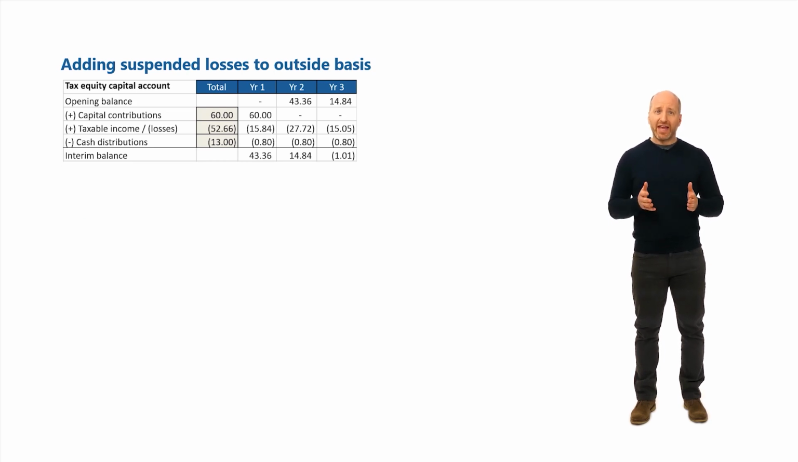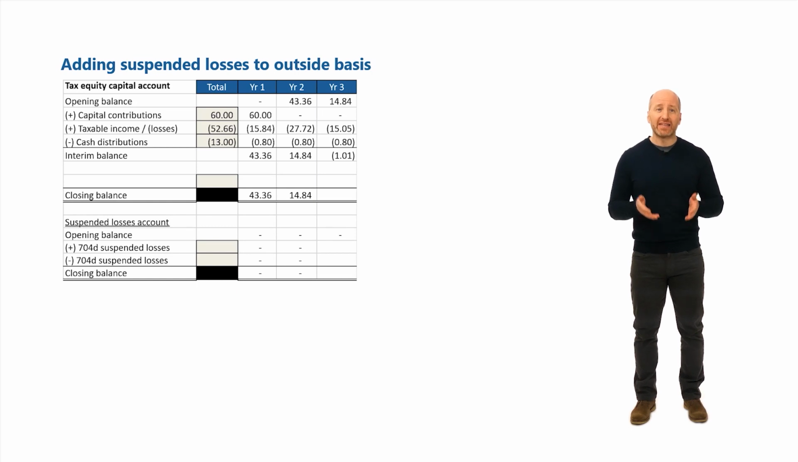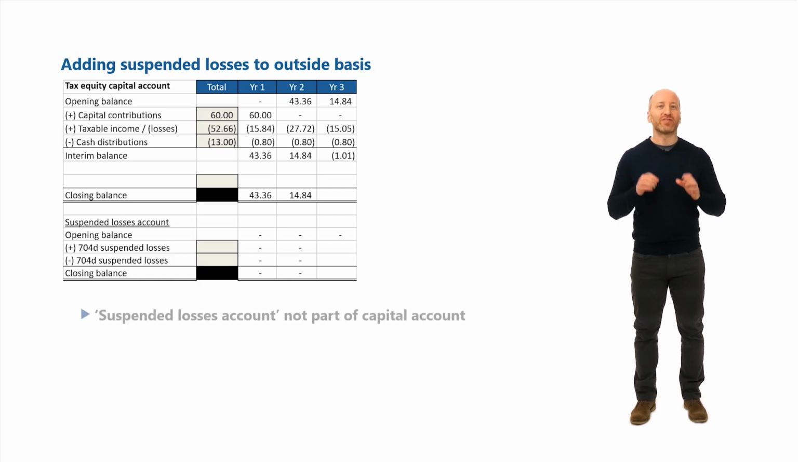The capital account has an interim balance of negative 1.01 million, and we have created a suspended losses control account beneath the capital account. The suspended loss account itself is not a part of the capital account. It's just used to see the volume of suspended losses at any one stage. You can think of it sort of like how you track net operating loss carryforwards if you create an NOL carryforward account.